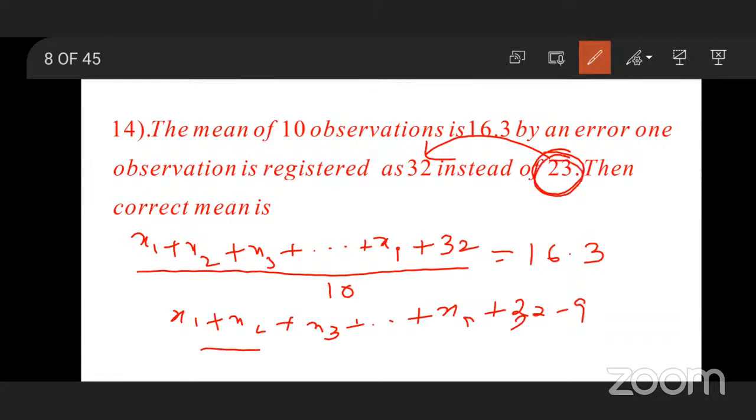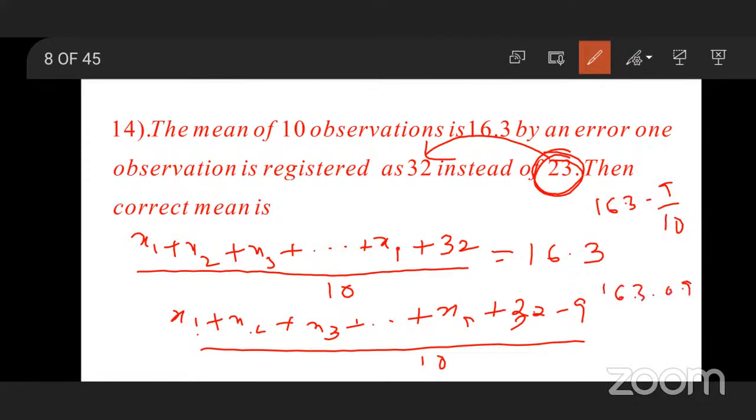33 minus 9 by, what is the value here? 10 only. So up to here, what is the value? x1 plus x2 plus x3 and so on is 32 by 10. 16.3 minus 9 by 10, and 9 by 10 is equal to 0.9. Therefore, 16.3 minus 0.9 is equal to 15.4, which is our correct solution.